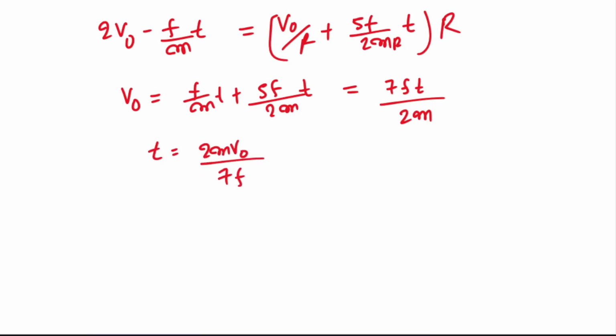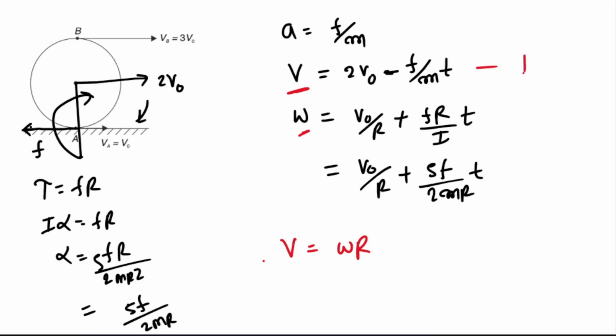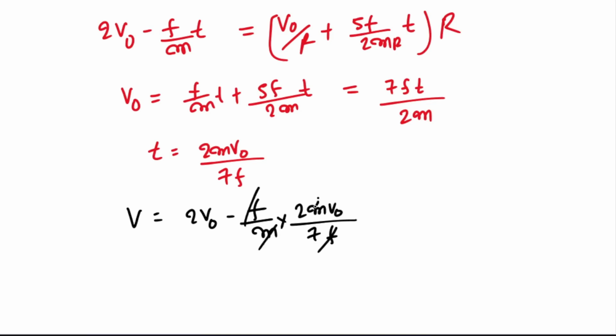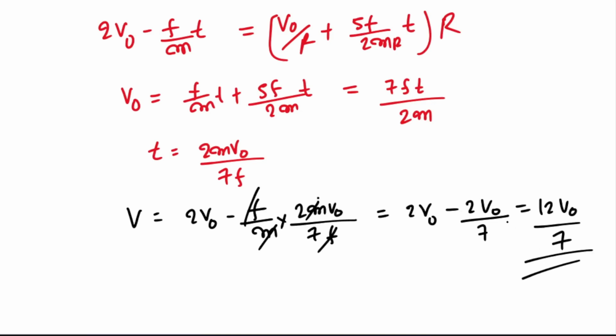Put the value of this time in first equation. Let us call this first equation. यहाँ पे time t का value आप put कर दो. So if you put it here, you will be getting velocity. So v equal to 2 v naught minus F by m into t, that is 2m v naught by 7F, right? So इसको आप cancel करो. This will be equal to 2 v naught minus 2 v naught by 7. So this will become how much? 14 minus 2, that is 12 v naught by 7. So that is what we have got from the earlier method also, right?